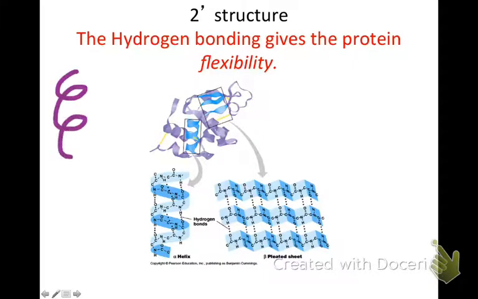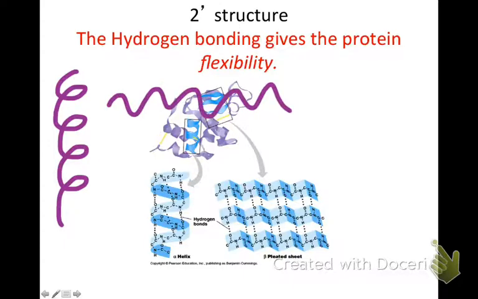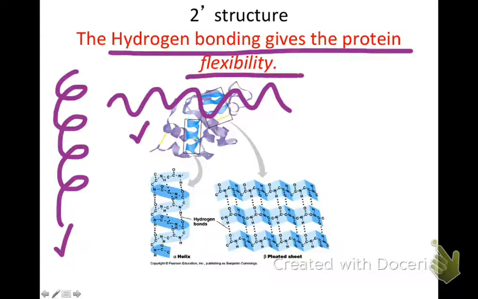We can have coils like this, or we can have structures like this. These are actually called alpha coils, and these are called beta pleats. You do not have to know those names yet. We'll talk about those later. So just draw 2 examples of secondary structure and highlight that it's the hydrogen bonding that gives the protein some flexibility. You're flexible. So here's some pleating. Here's some coils. Alpha coils and beta pleats.